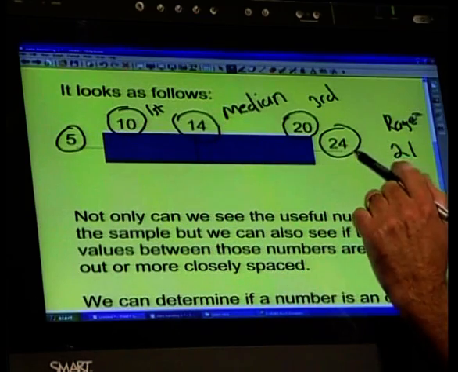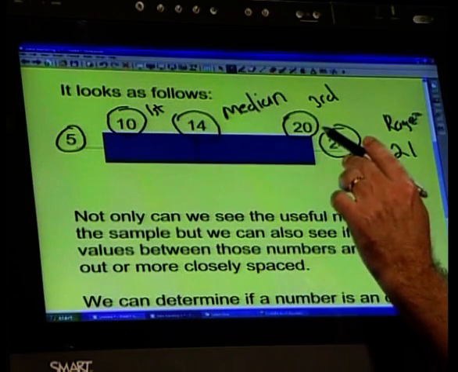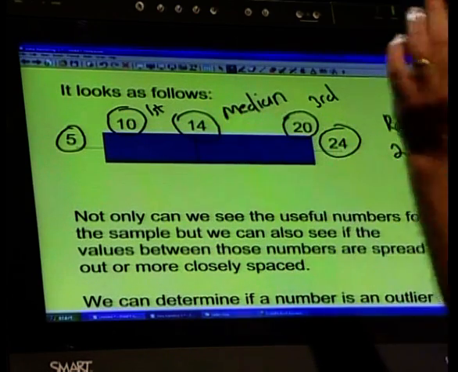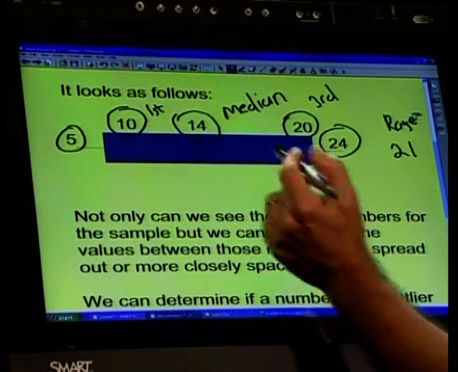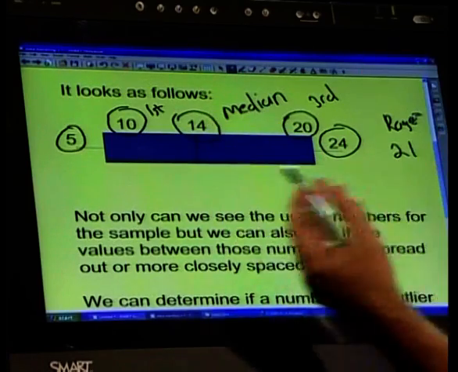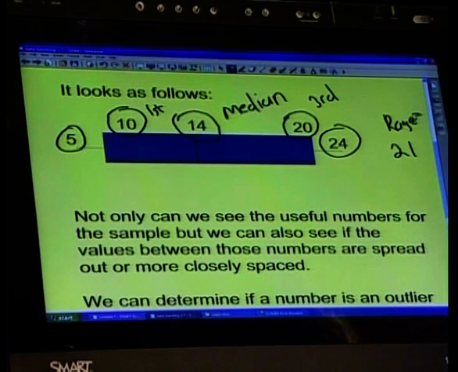So the 5 numbers that we get given in a box and whisker diagram are the extreme values, the first and the third quartile, and then the median, which is also sometimes known as the second quartile. What the box and whisker diagram also does for us is it gives us an indication of how the data in the sample is spread.